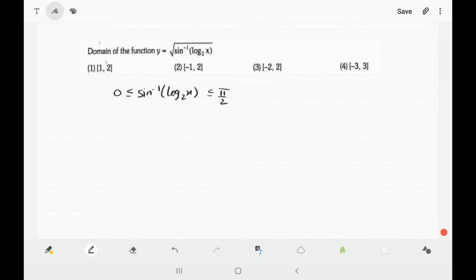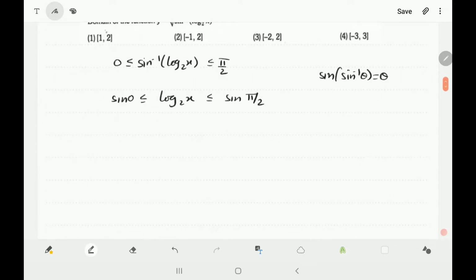Now sine is increasing from 0 to pi by 2. So once we take sine, you will get here sine 0, here you will get log 2x, and here you will get sine pi by 2, because we have this property that sine of sine inverse theta equals theta. Now sine 0 is 0. Log 2x is always less than or equal to sine pi by 2, which is 1.